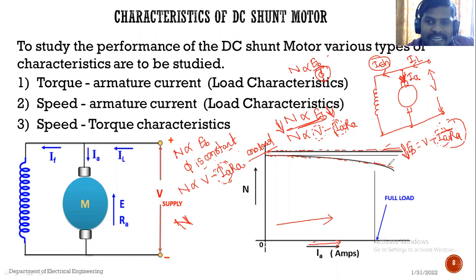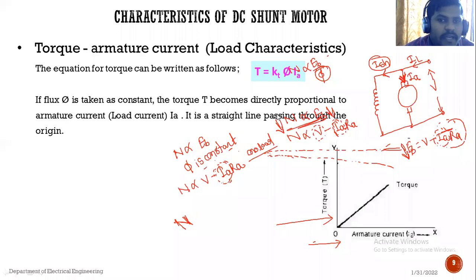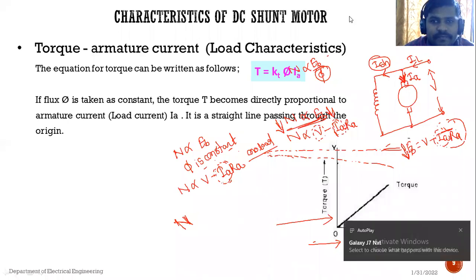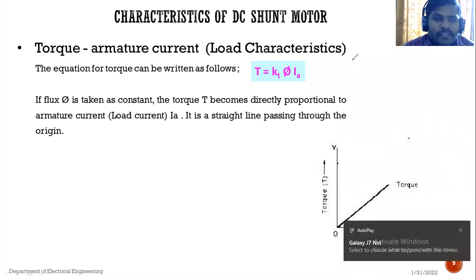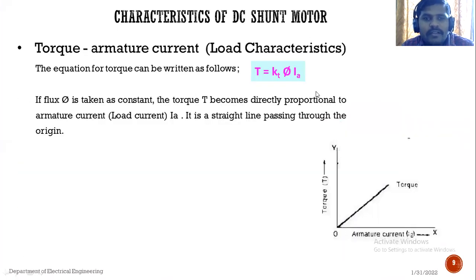So similarly, like this, the characteristics show the speed versus armature current relation of the DC shunt motor. Getting it? First one characteristics. Yes sir. Okay. Now we will derive the next characteristics: torque versus armature current characteristics.